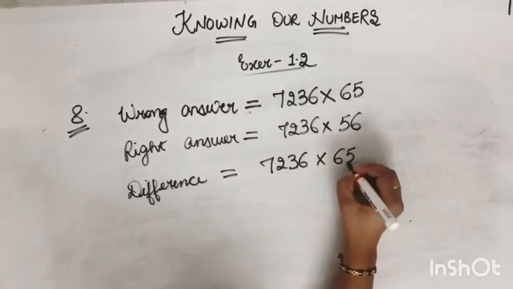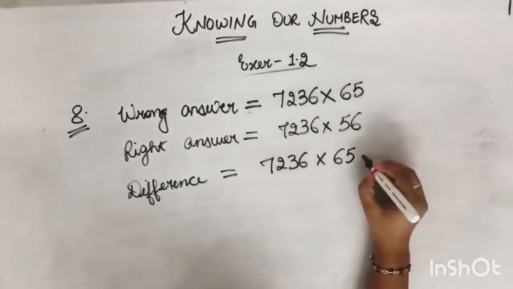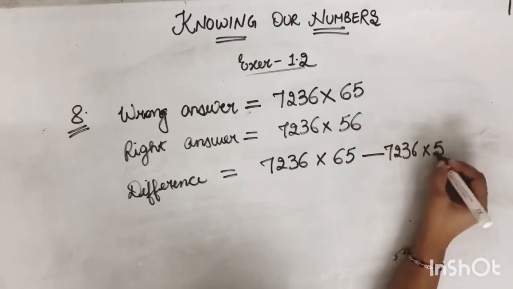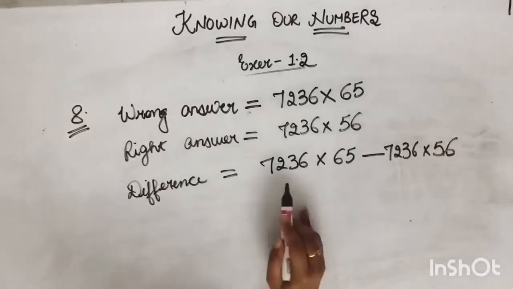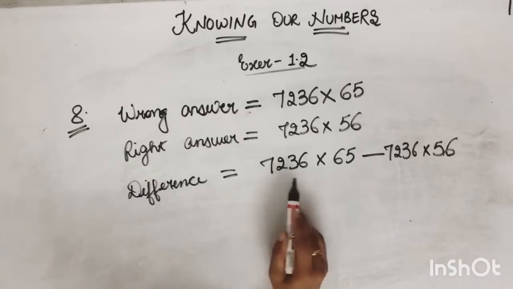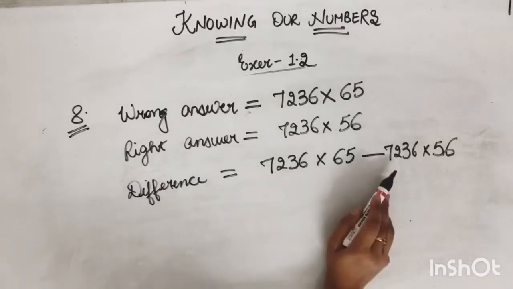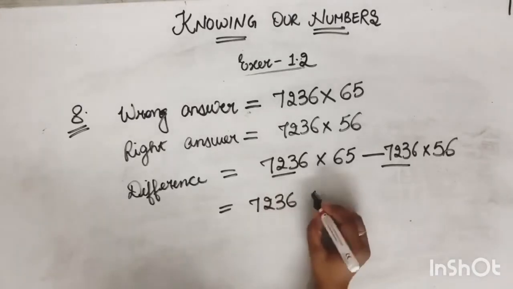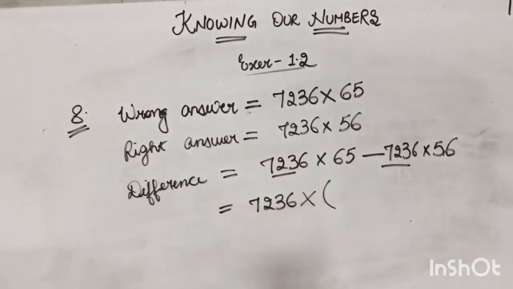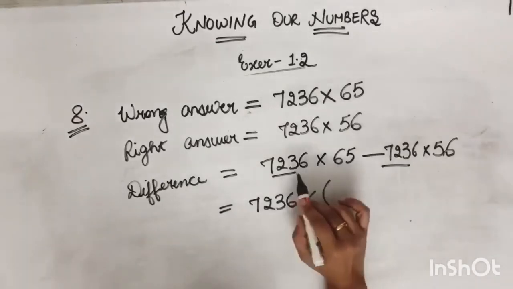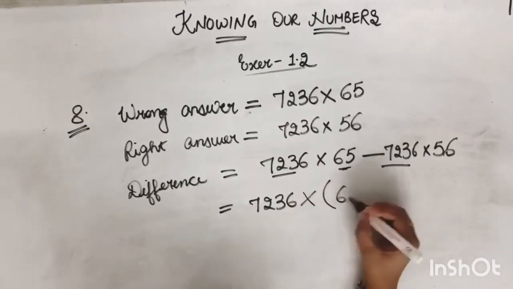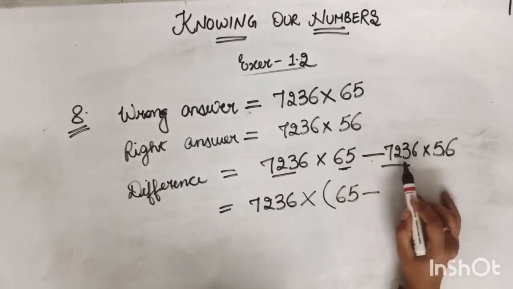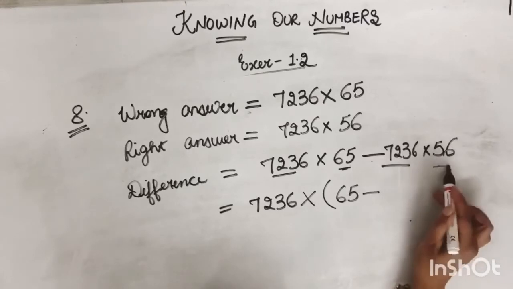7,236 into 65, first number, minus 7,236 into 56, second number. Now 7,236 is common in both the terms. 7,236 multiplied by, we'll apply brackets here. Now in the bracket we are left with 65 and then we have minus sign. Again we are left with 56.